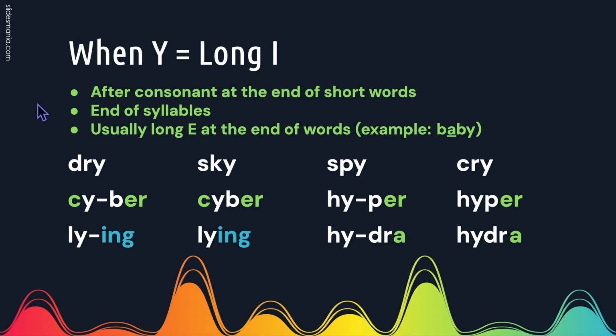A Y will have a long I sound after a consonant at the end of a short word, like in dry, sky, spy, and cry, and at the end of a syllable. I've divided these words into syllables so you can see that. Cyber, ER says er, hyper, lying, hydra. Notice that A at the end of a word usually schwas to a muffled sound. That's why it's hydra. At the end of a long word, a Y will usually have a long E sound, like in the word baby.